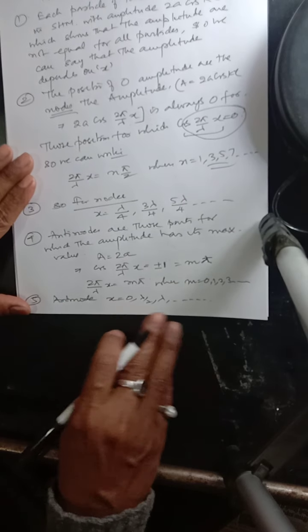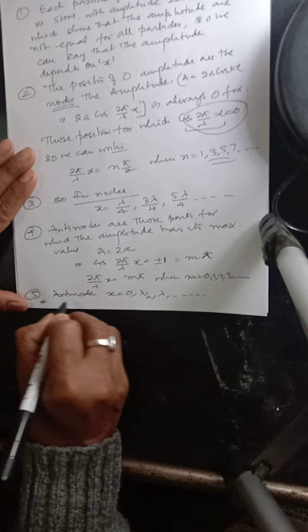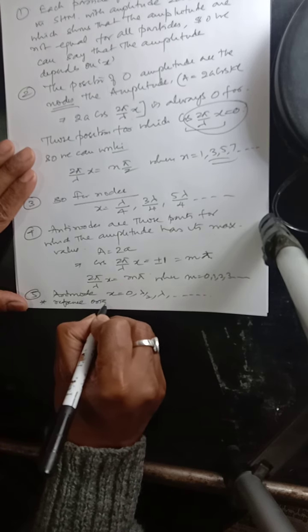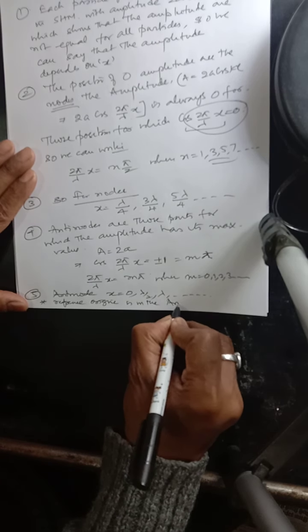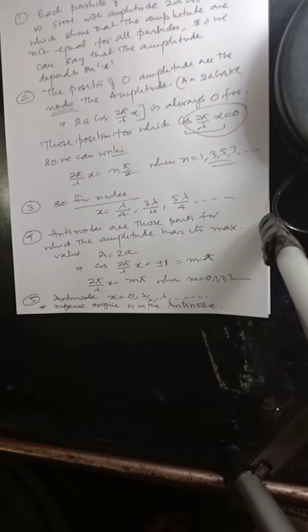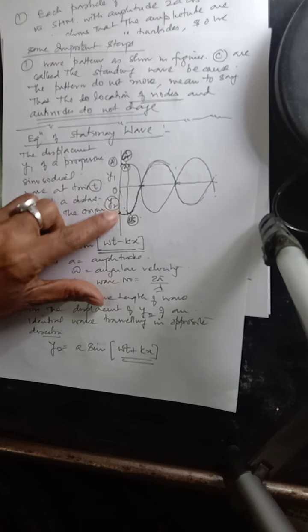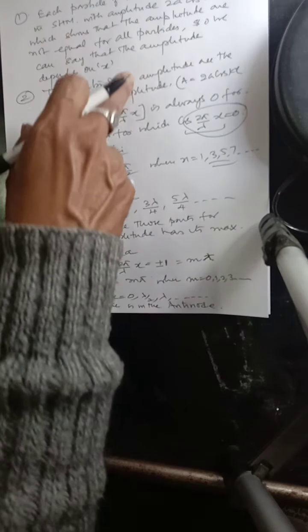We have taken an assumption. What is that assumption? That the reference origin is at an antinode. Just see the diagram. In the starting, what we have taken? In the starting, this is the antinode. So with this reference, we are calculating all these things.